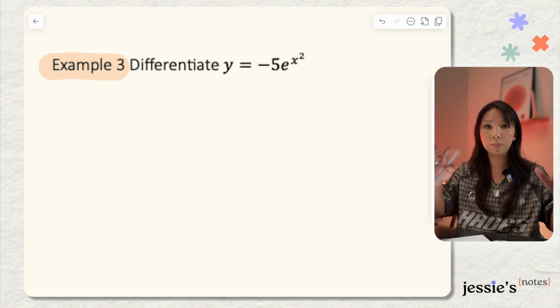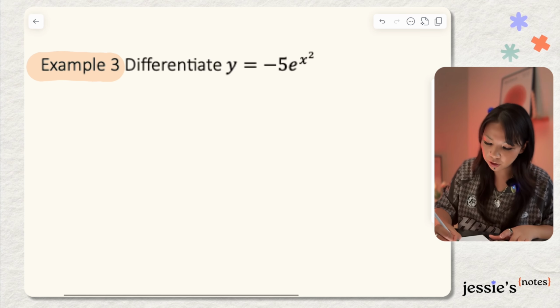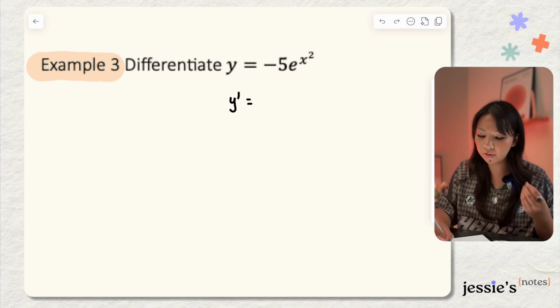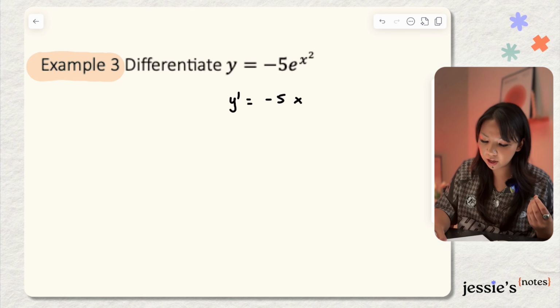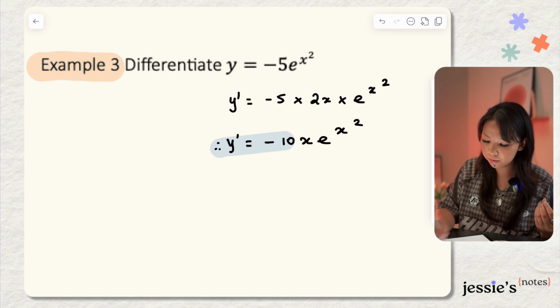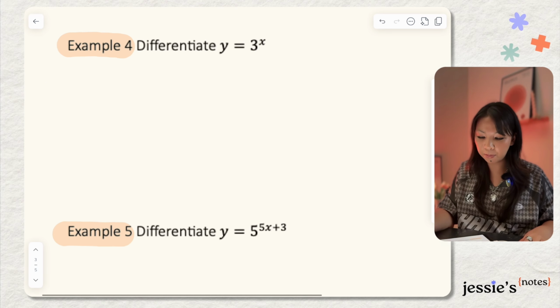Next, example 3, differentiate this. At any point, please pause the video, have a go yourself, and then you can check and see if we got the same answer. I'm going to notice here that we have a power that is x squared. So if I take the derivative of that, we're going to get -5 times the derivative, which is 2x, and then you copy and paste just the e portion. So this is going to give you -10x e to the x squared. Great, nice and quick.